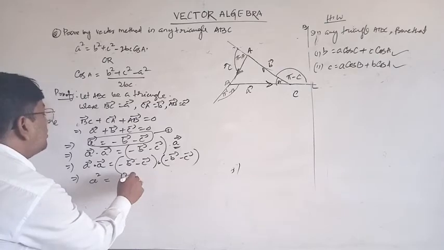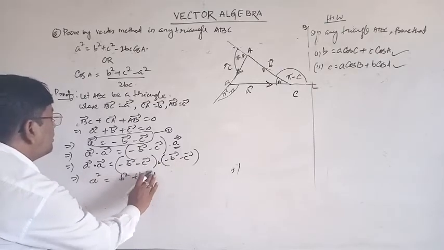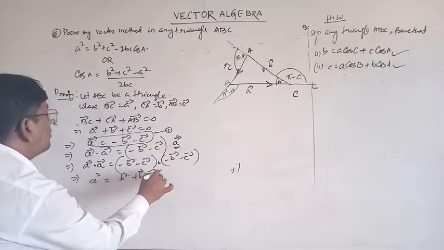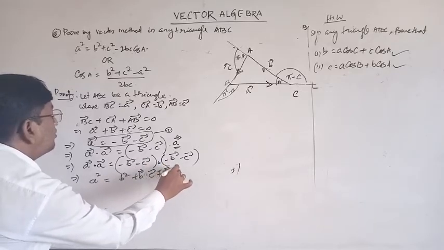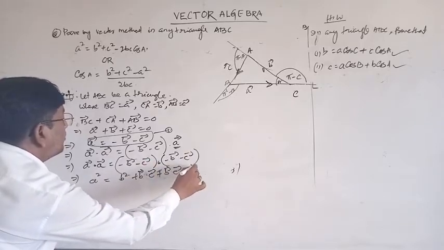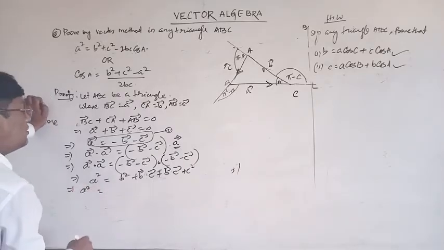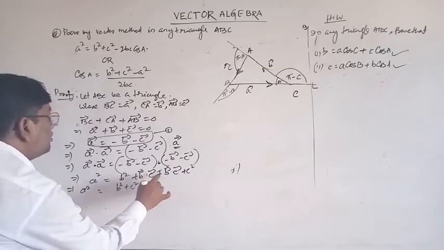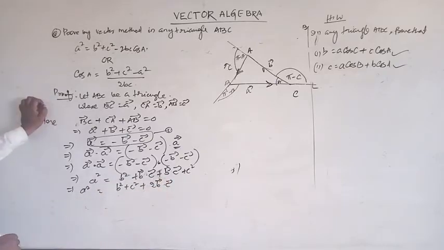This is equal to B square plus B dot C plus B vector C vector plus C vector B vector, which is B vector C vector, and this is C square. So A square is equal to B square plus C square plus 2B dot C.